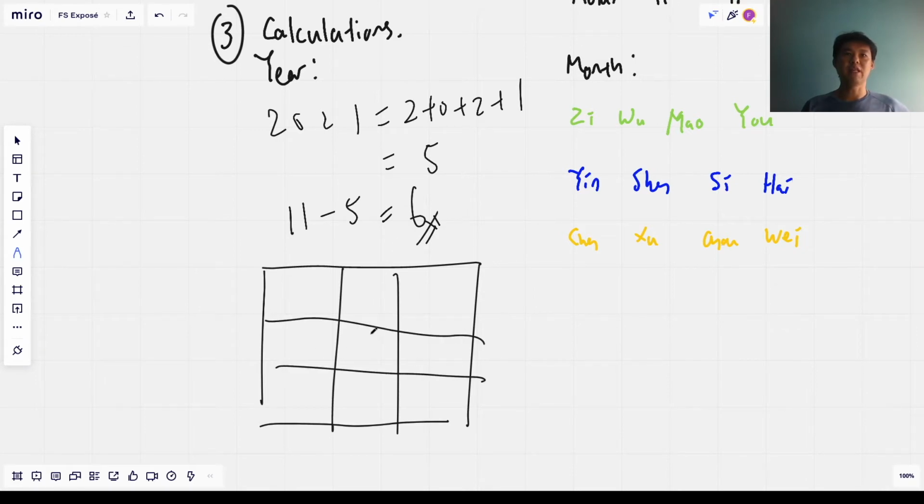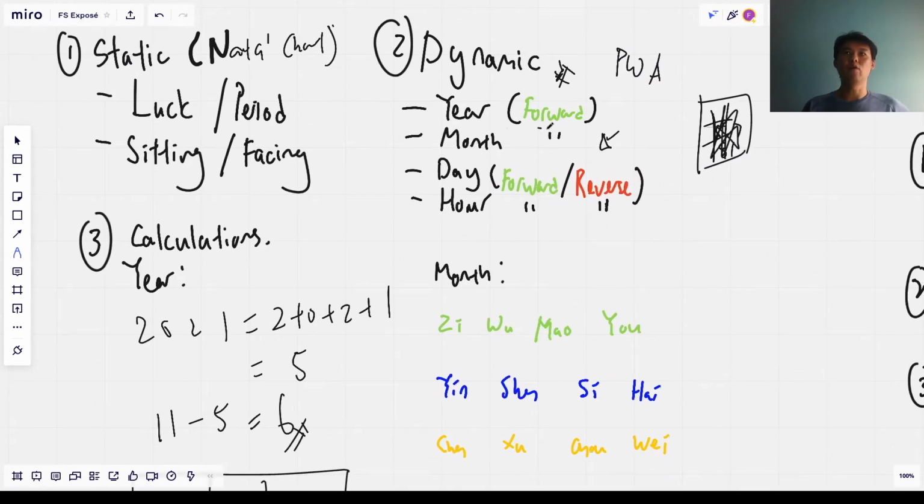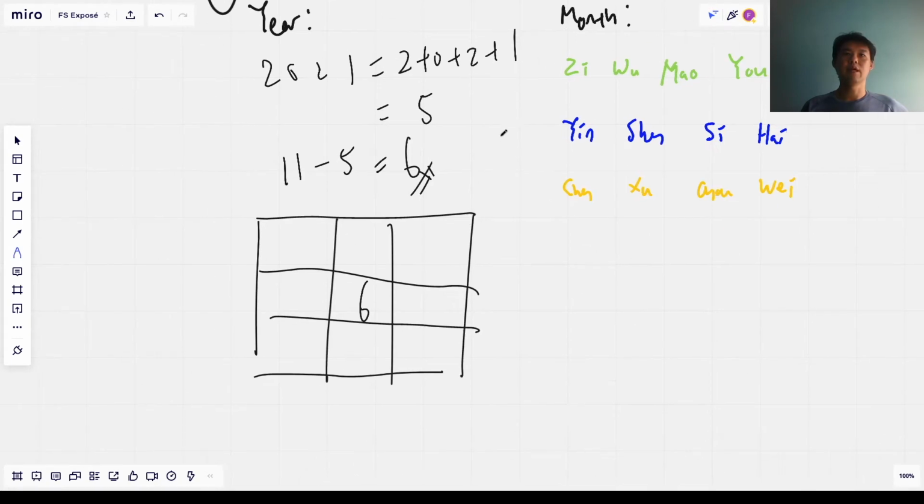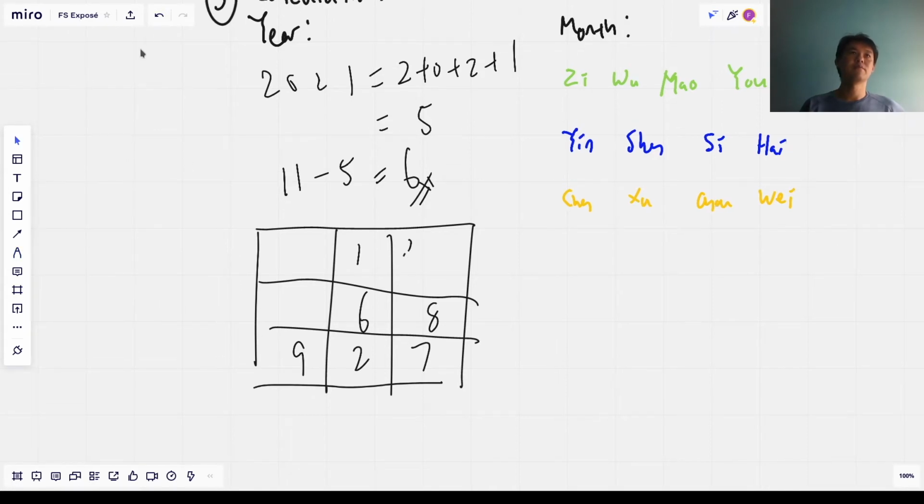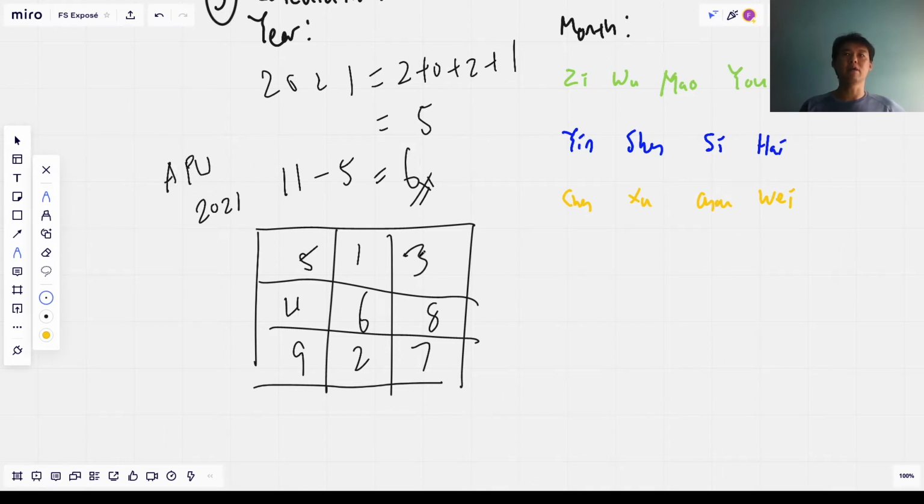6 enters the center. Like what I said, forward: 6, 7, 8, 9, 1, 2, 3, 4, 5. So we have the 2021 annual purple white chart. This is the year chart.